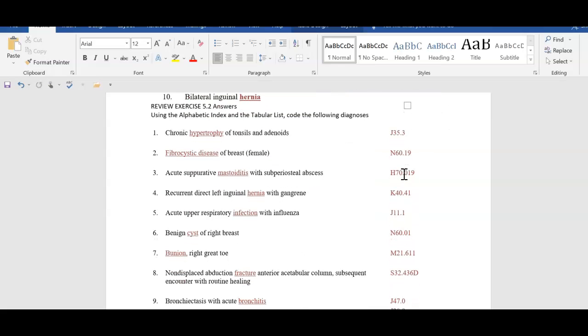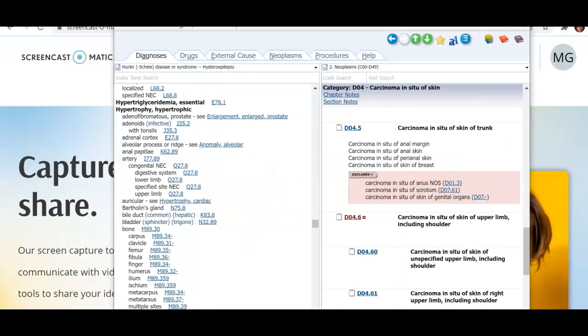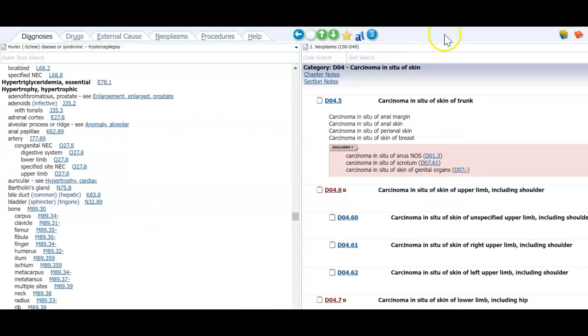Okay, so let's go here and we're going to start off with coding. For this first one, we have chronic hypertrophy of the tonsils and adenoids. One thing I do know is that it'll be a little bit different here because I have an electronic book. You're using the paper copy, which all of you really need to learn how to do. You won't be using the electronic book till next year once we get into advanced coding.